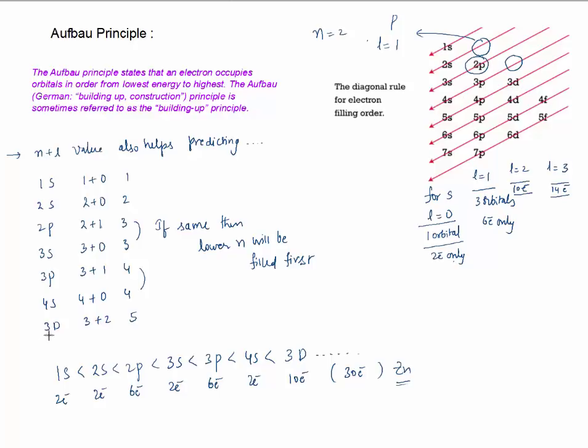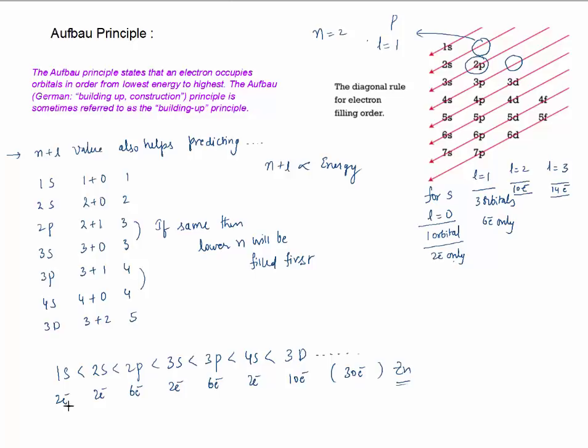For example, we have mentioned 1s, 2s, 2p, 3s, 3p, 4s, and 3d in the order. We have added the n plus L values. If you see, they are in increasing order of their n plus L. That means n plus L is proportional to energy. Now, if you see 2p and 3s, and 3p and 4s, they have the same n plus L value. If you have the same n plus L value, the lower n value will be filled first. That's why 2p and 3p come first when compared with 3s and 4s.